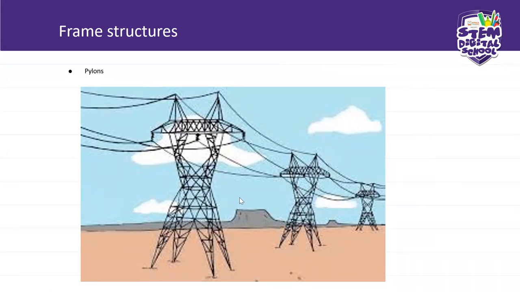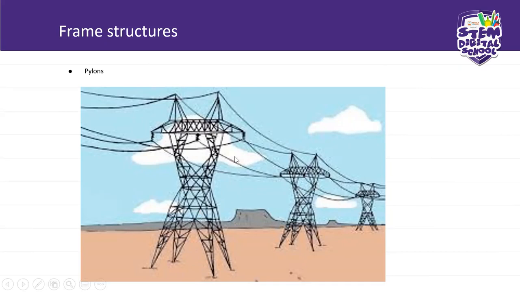Can you imagine if this electricity pylon did not have these triangles to make it firm? It would be dangerous for us when we are traveling to have these electricity pylons collapsing. It would drop these electrical wires, and it could be dangerous for everyone in the environment. So to lift the wires, we need a strong and firm frame structure.